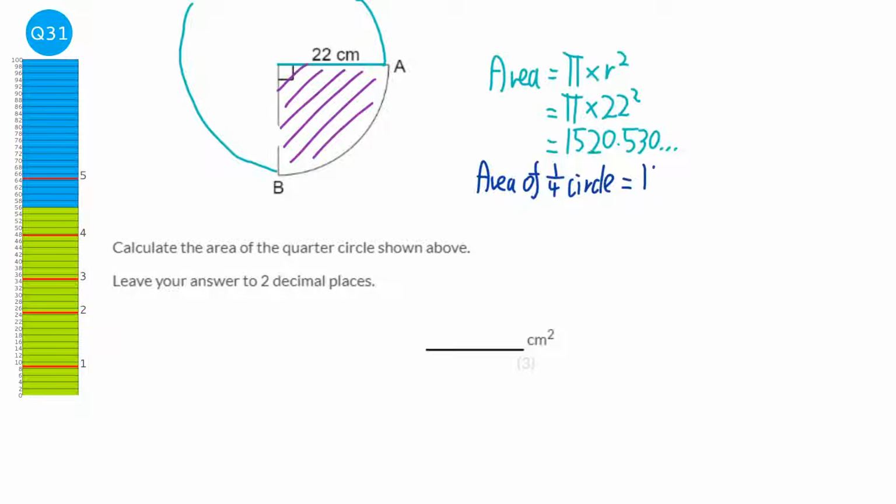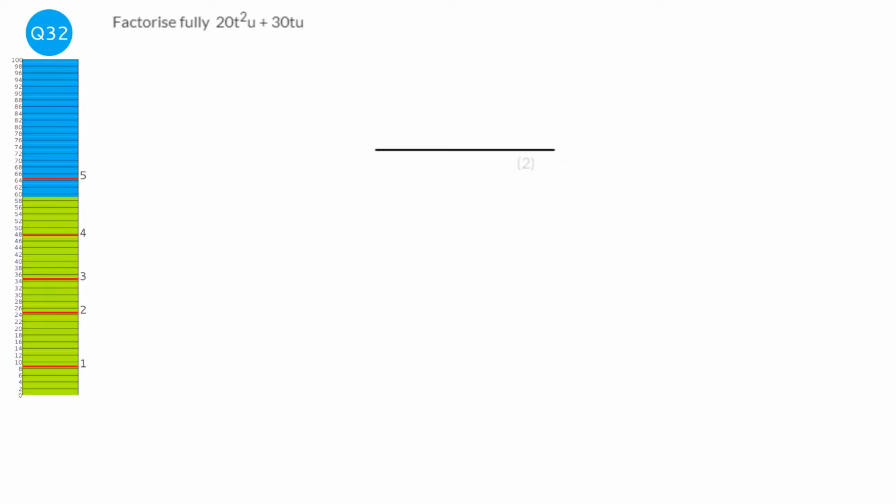is going to be the 1520.530 and so on divided by 4. So you keep it in your calculator from before and just type in divided by 4, and we get 380.132 and so on. It says it wants it to 2 decimal places, so we're just going to round that to 380.13.